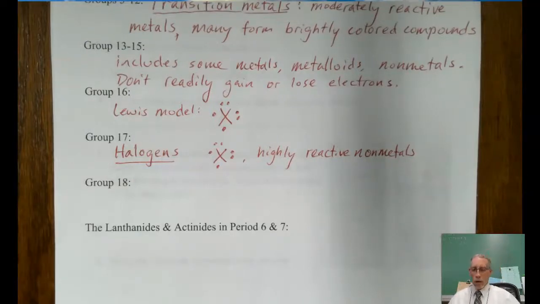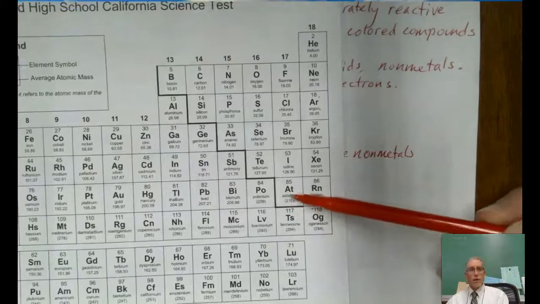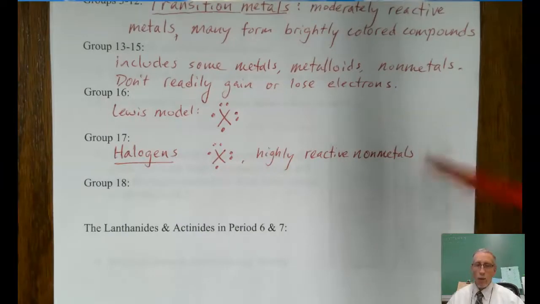All right. Interestingly enough, you might find some periodic tables that show this one down here. This is called astatine. Some characterize that as a metalloid. On my periodic table, I noted it as a non-metal. It's really not that important to know which is which. I'll never try to trick you on that.